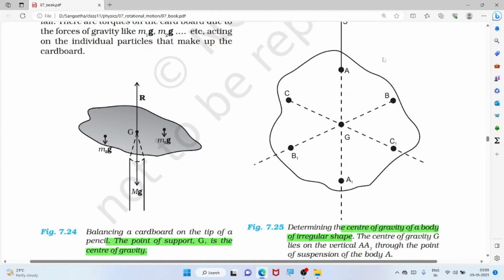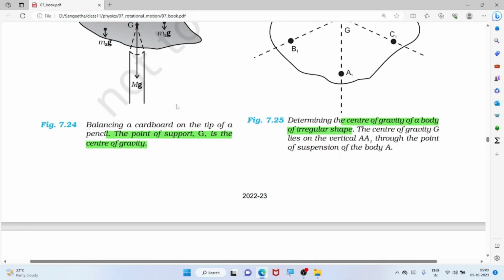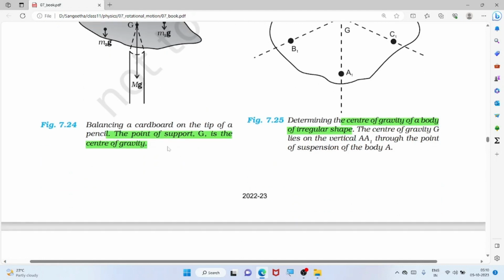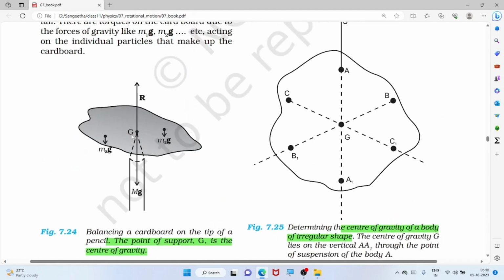The center of gravity of this object is computed like this. This is for an irregular object. How to find the center of gravity for the irregular object? G is the center of gravity for this type of object. This is the center of gravity.